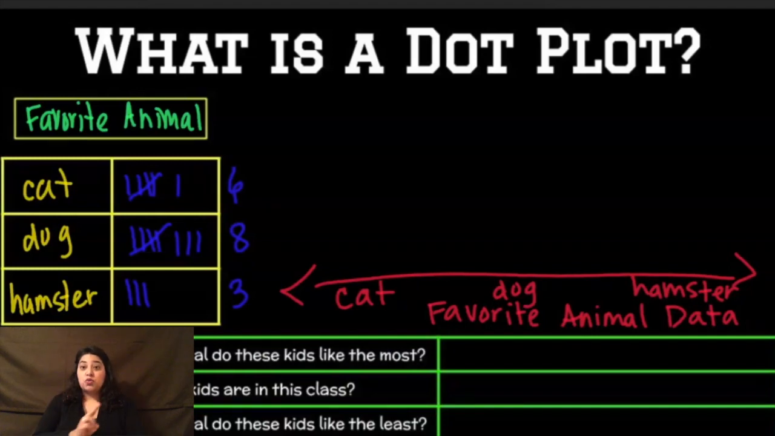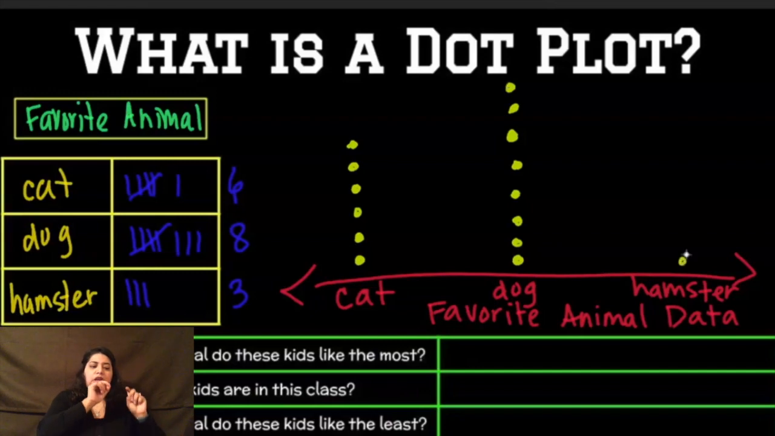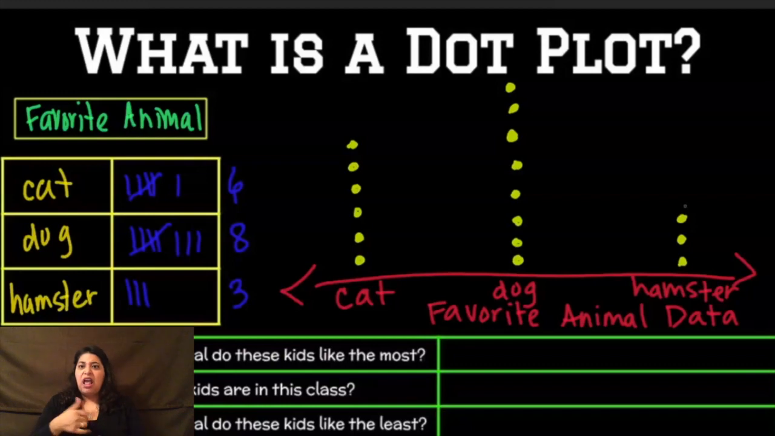So now I'm going to use dots, and I'm going to look at that data. For cat, it says 6, so I'm going to draw 1, 2, 3, 4, 5, 6. And you see how those dots represent the frequency, or the number of times, right, that a student picked cat. So for dog, there's 1, 2, 3, 4, 5, 6, 7, 8. And then for hamster, there was 1, 2, 3.